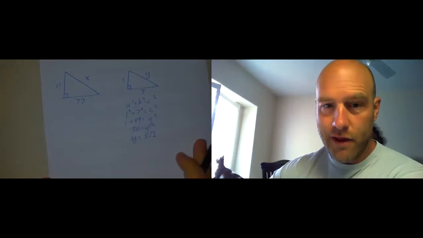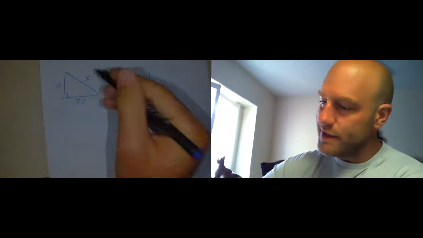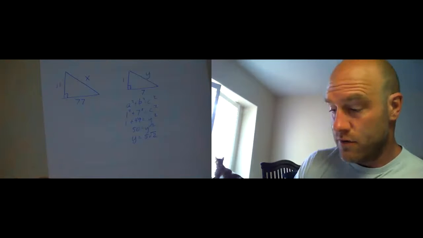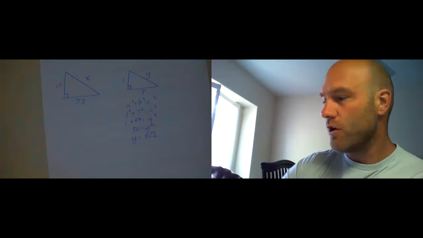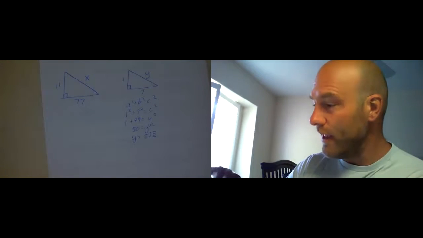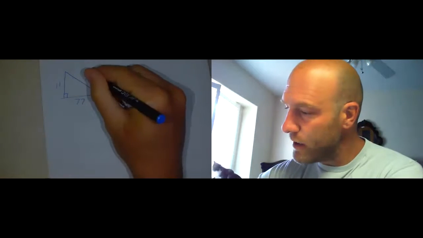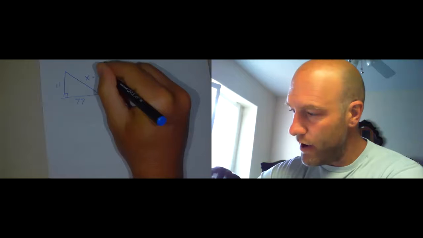Now that I figured out what y is, how does it relate to x? This triangle is similar. The lengths are proportional. That ratio of proportionality is 1 to 11. So it's just going to be 11 times bigger. It's going to be 55 root 2.